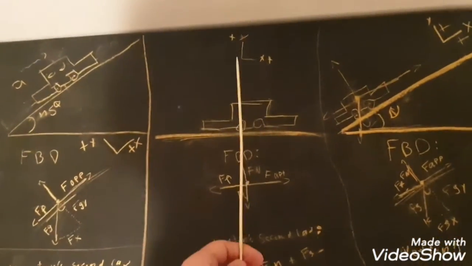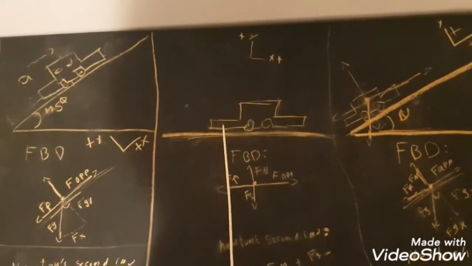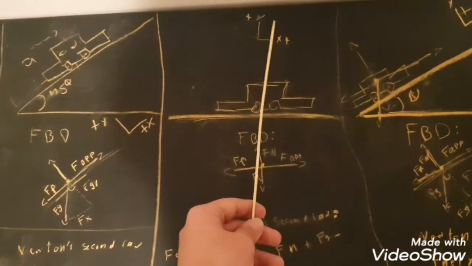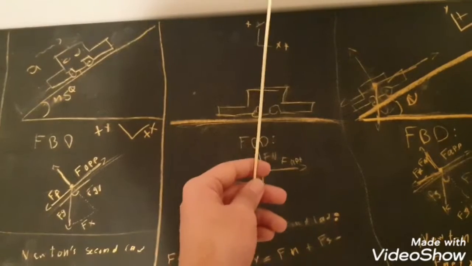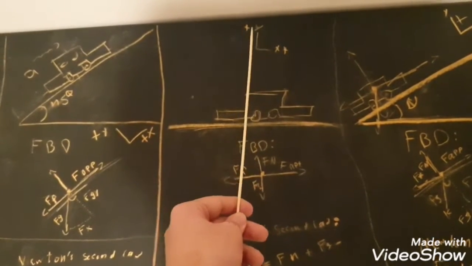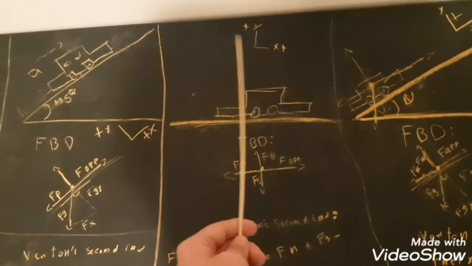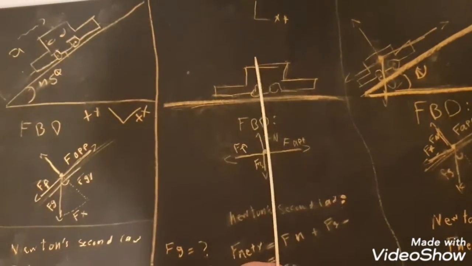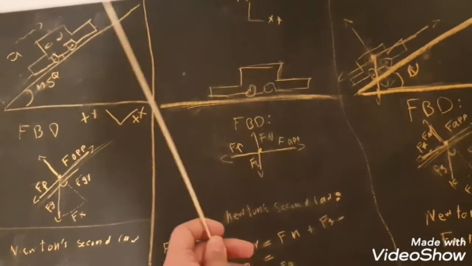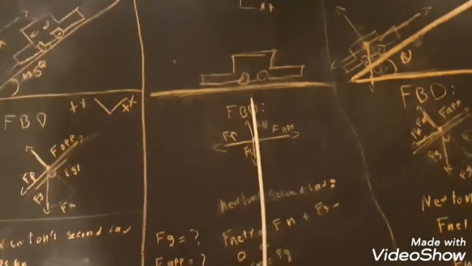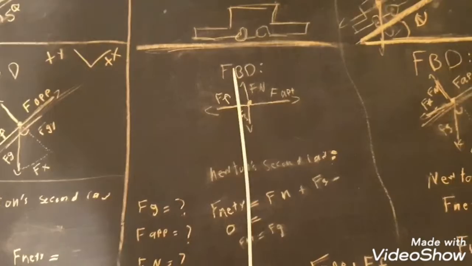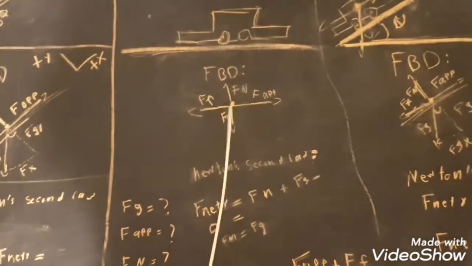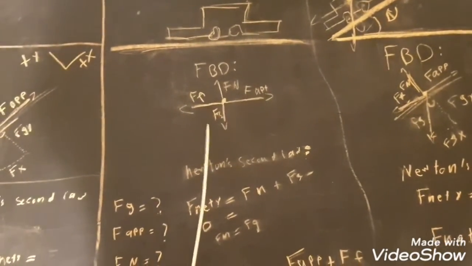First of all, we're going to look at the car moving on a horizontal surface. We consider the y direction going up as positive, and the x direction going to the right as positive. Right here, the car is moving to the right. If we look at the free body diagram, we see that the normal force and the force of gravity are equal to each other.